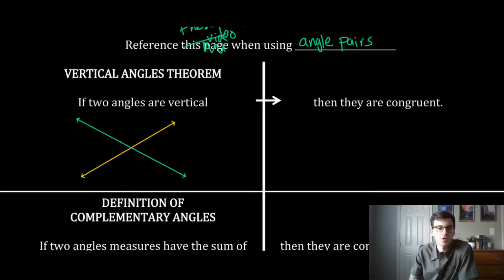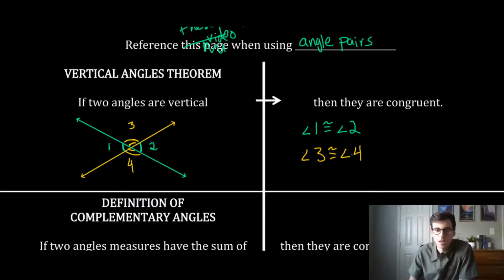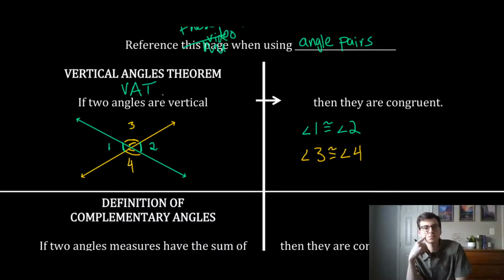So the angles that are vertical here would either be these two angles or these two angles. Those are the vertical angles. Then they are congruent. So maybe we call this 1, 2, 3, and 4. So angle 1 is congruent to angle 2, and angle 3 is congruent to angle 4. That's the vertical angles theorem, or the VAT. You can shorthand that. And you will use this a lot.